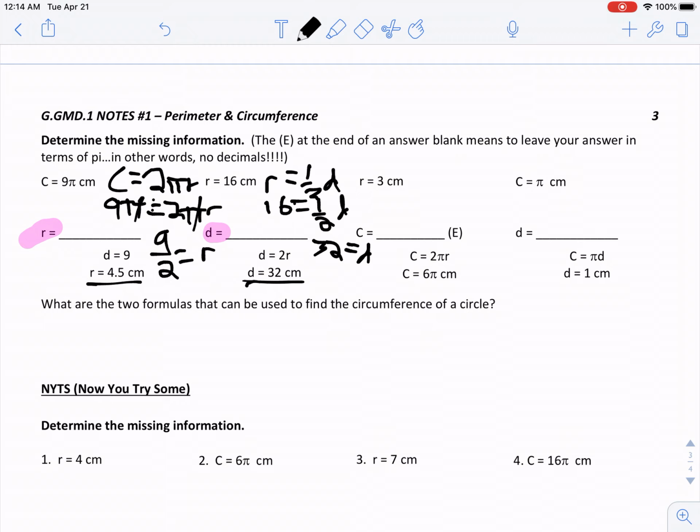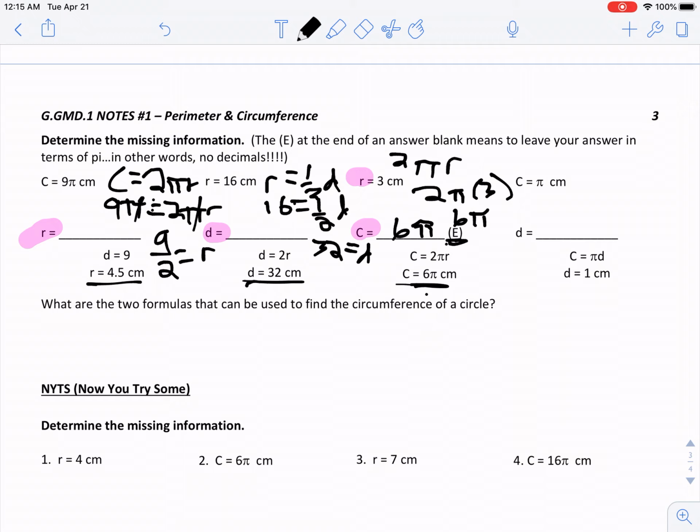All right. Third one, it wants circumference, and it gives us radius. So we're going to use 2 times pi times the radius. Sorry, I was thinking something else there for a second. So 2 times pi times 3. 2 times 3 is 6 pi. This little e there means that they don't want you to round pi. They want you to leave it in terms of pi. So we're just going to leave our answer as 6 times pi.